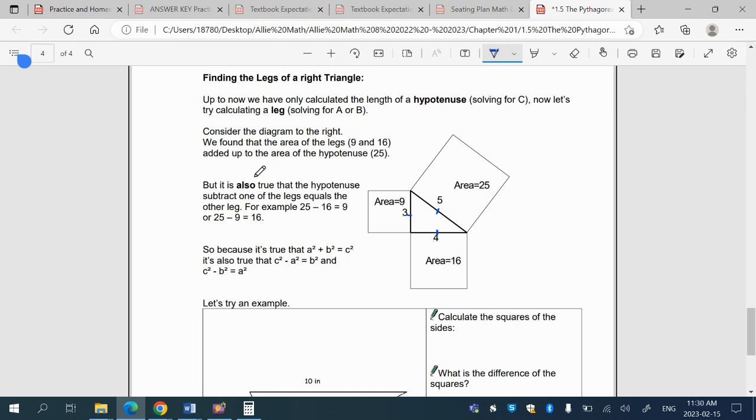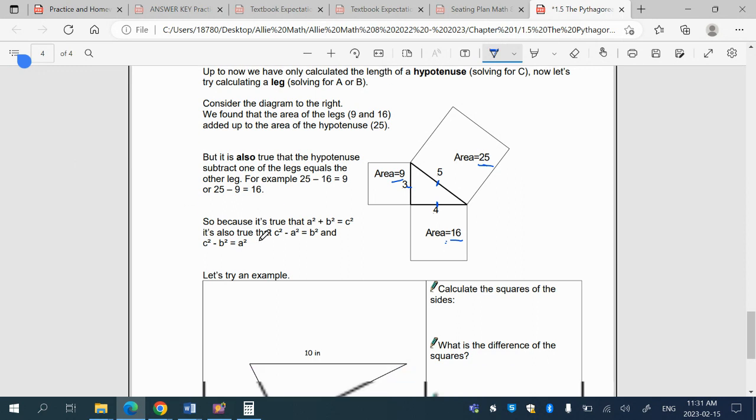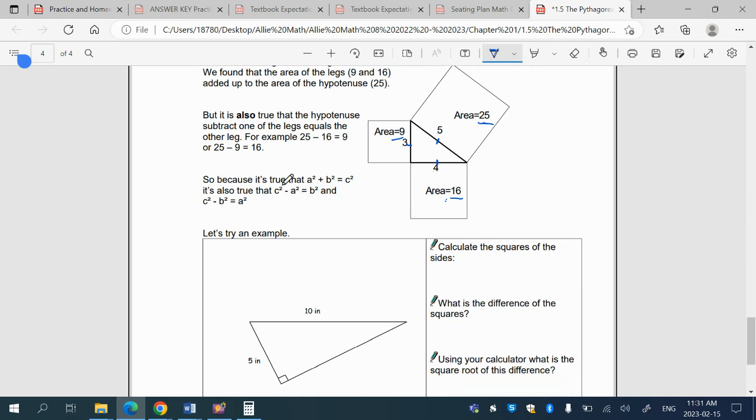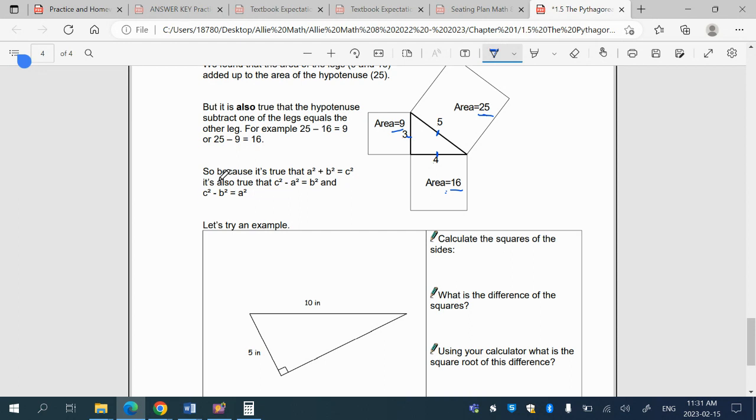But it is also true that the hypotenuse subtract one of the legs equals the other leg. So for example, 25 subtract 16 equals 9. And it's also true that 25 subtract 9 equals 16. So because it's true that a squared plus b squared equals c squared, it's also true that c squared minus a squared equals b squared, and c squared minus b squared equals a squared.